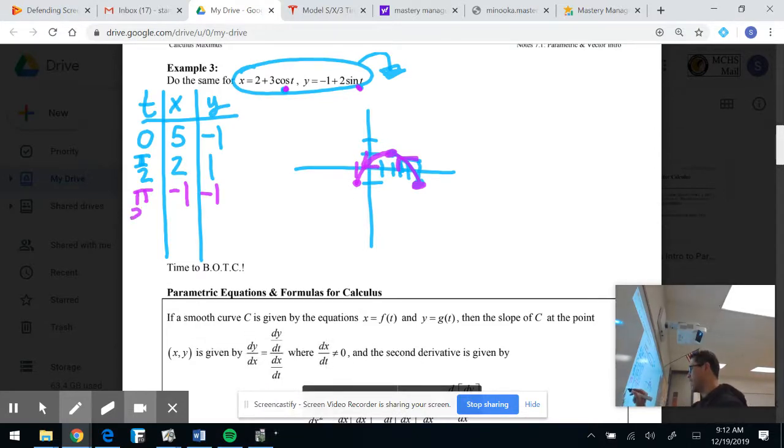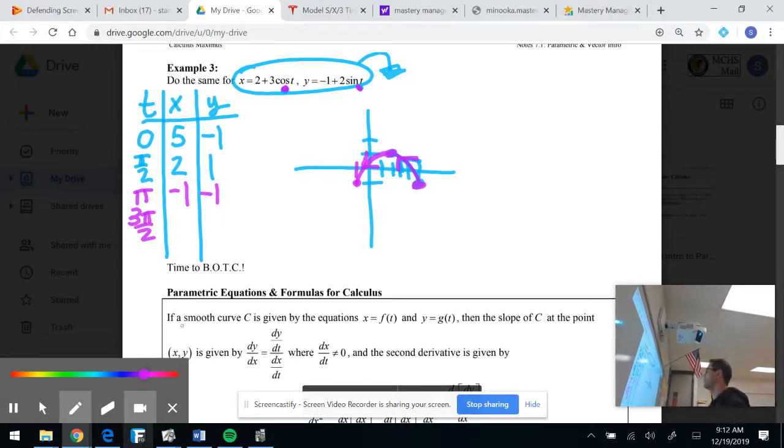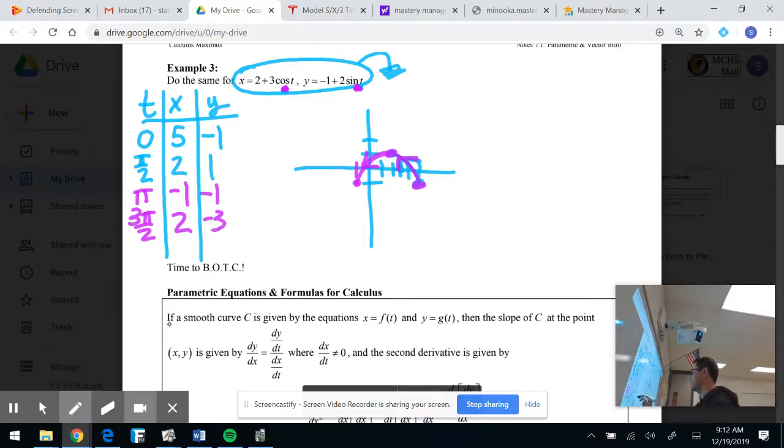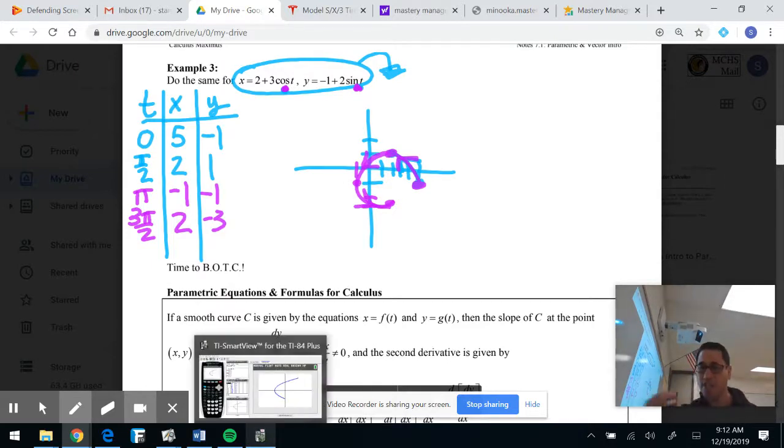Next value, let's pick 3 pi over 2. And hopefully you're noticing a little bit of a pattern. Plug 3 pi over 2 in there. Cosine of 3 pi over 2 is 0, so I get a little 2 right there. Sine of 3 pi over 2 is actually -1, so that'd be a -2. A -1 and a -2 gives me a -3. So we're at 2 comma -3. How about that? Oh my gosh, this looks great. That looks like a circle, right?